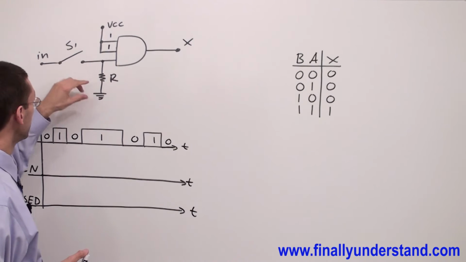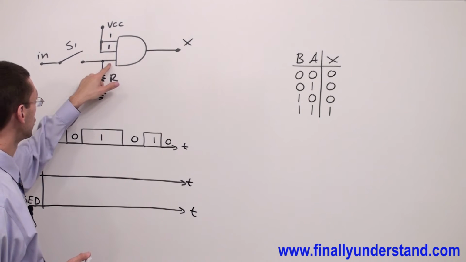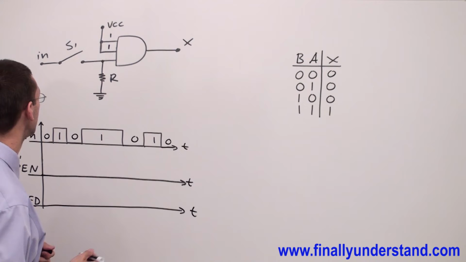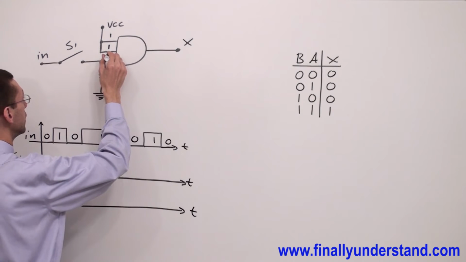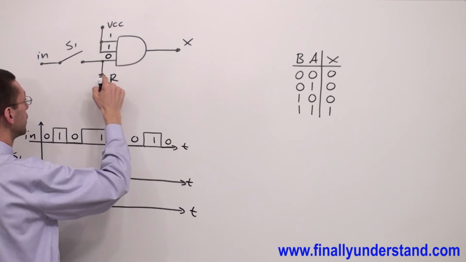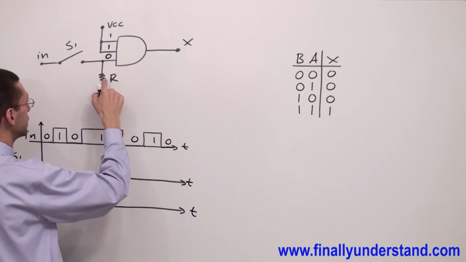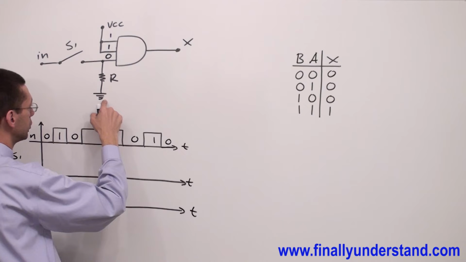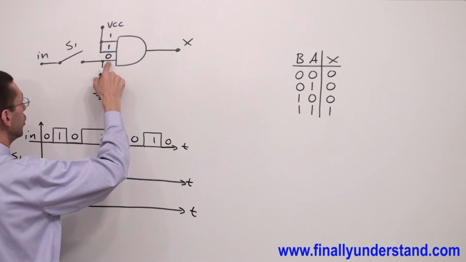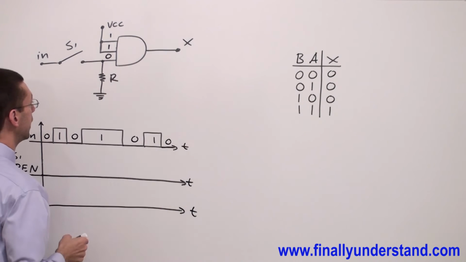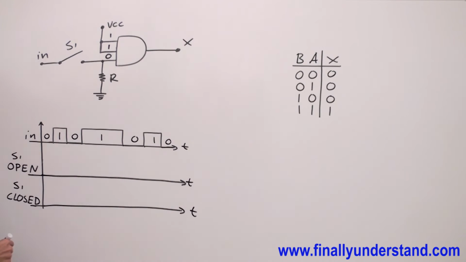When the switch is open, my third input is going to receive logic 0. Why? Because that input is connected to the pull-down resistor, and the pull-down resistor is connected to ground. That's why I'm going to have logic 0 at this moment.